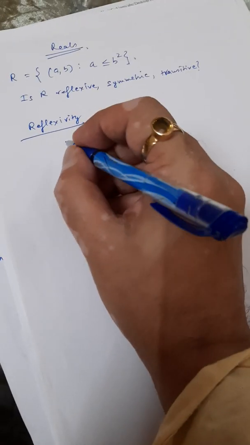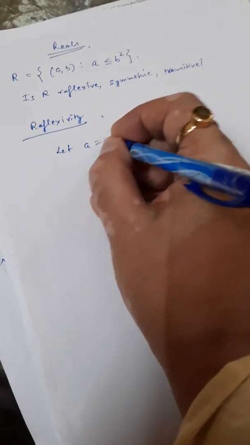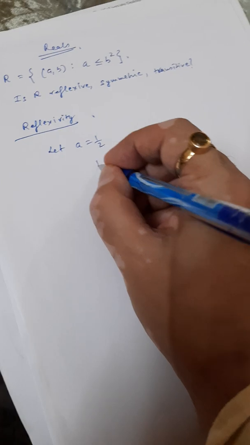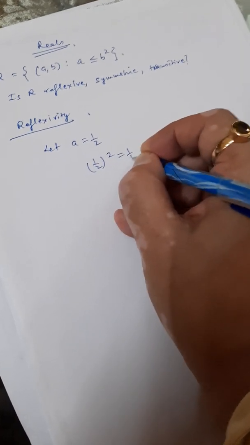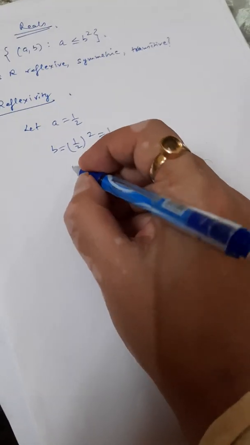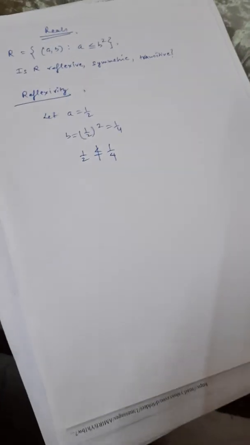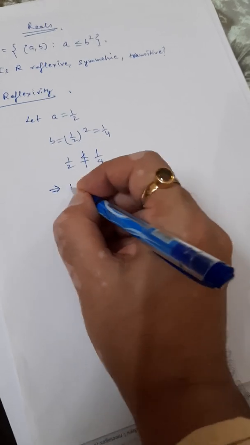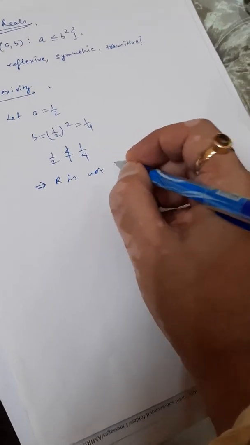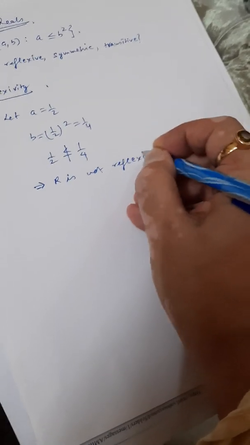Now, let a be equal to 1 by 2. So, 1 by 2 square is 1 by 4. And 1 by 2 is not even less than 1 by 4, not even equal to 1 by 4. So, R is not reflexive.